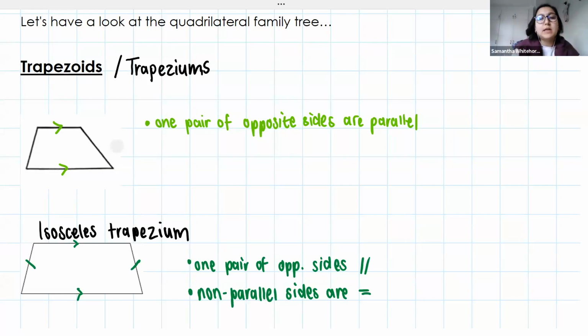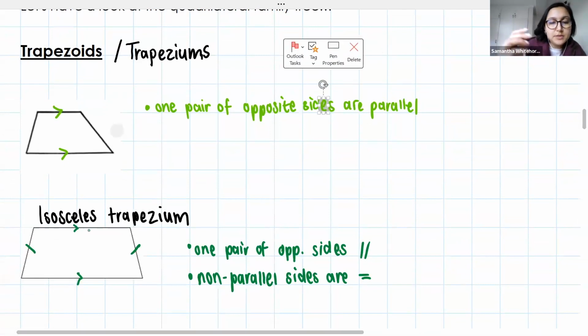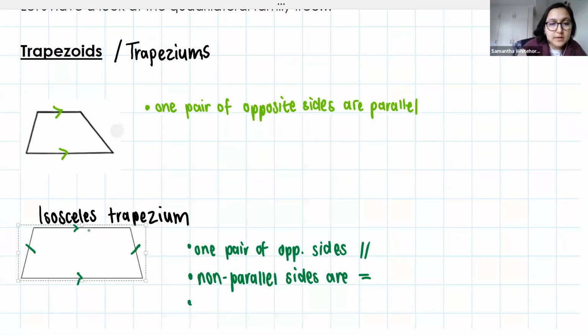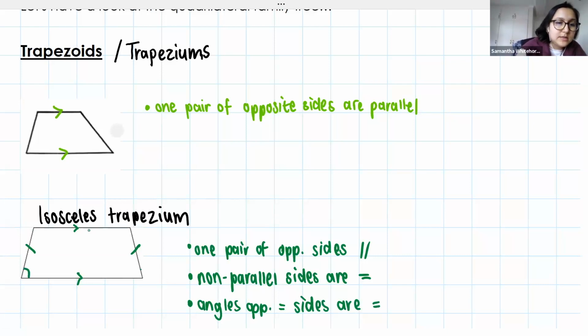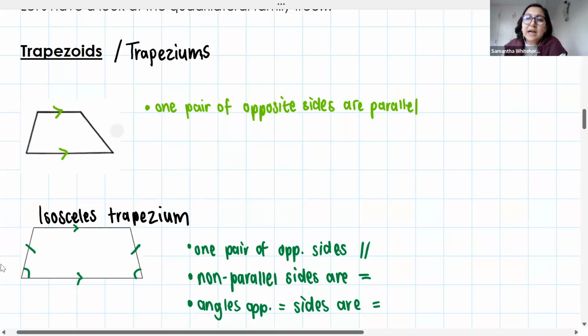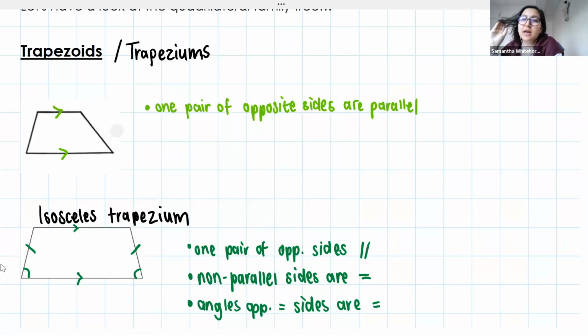And that also then means that the angles opposite those equal sides are equal. Okay, I'm going to try to spell angles properly. So this angle is equal to this angle. So we get a slightly more specialized trapezium called an isosceles trapezium. But at the end of the day, guys, the defining characteristic of a trapezium is the fact that we've got that one pair of opposite sides parallel.